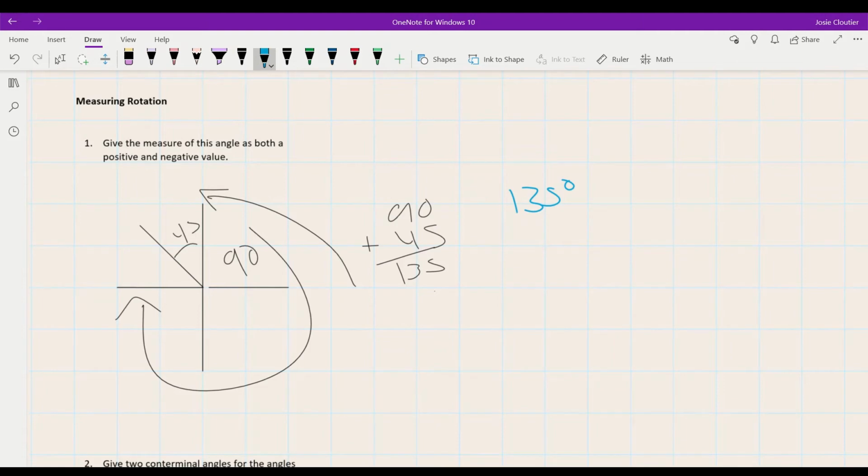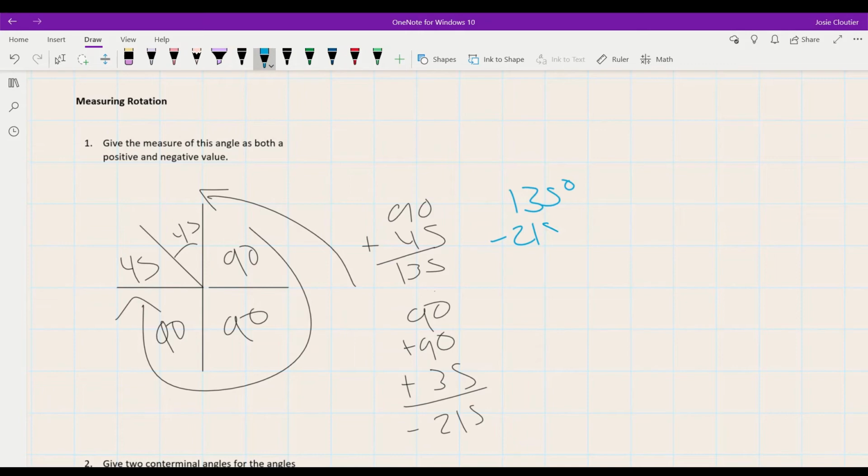Now for the negative value, I'm going to add 90 from this quadrant, 90 from this quadrant, and 45 from this. So 90 plus 90 plus 35 equals 215. So our second angle, remember it's going to be negative because we went clockwise, is going to be negative 215 degrees.